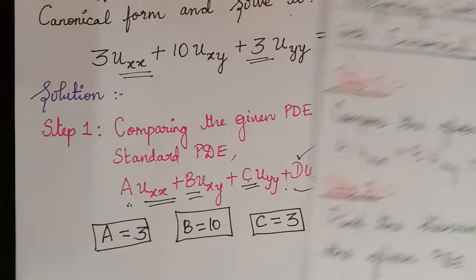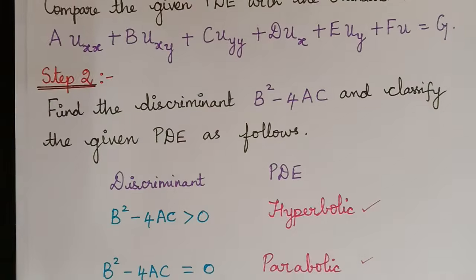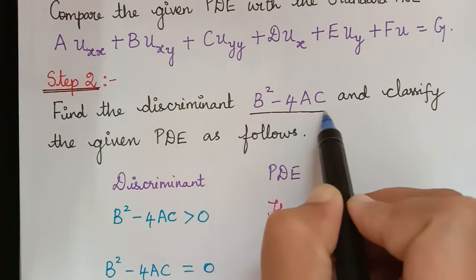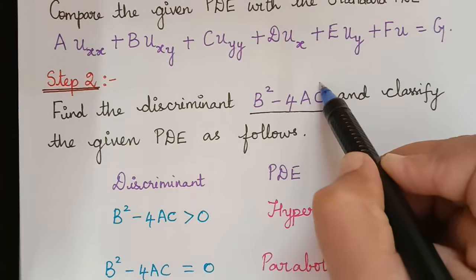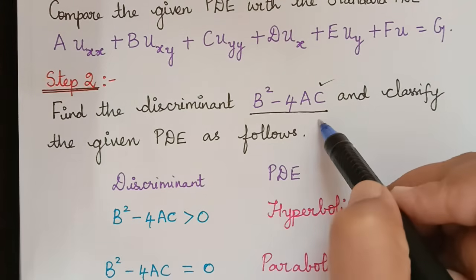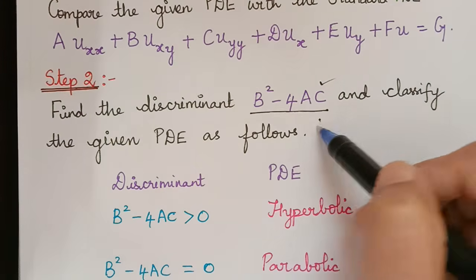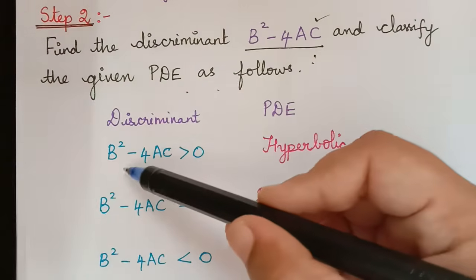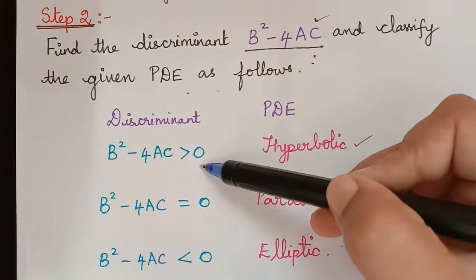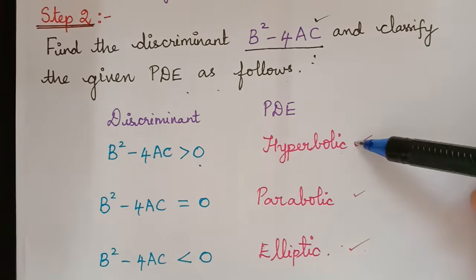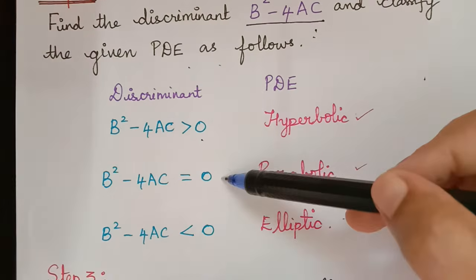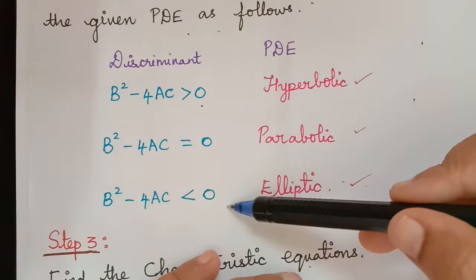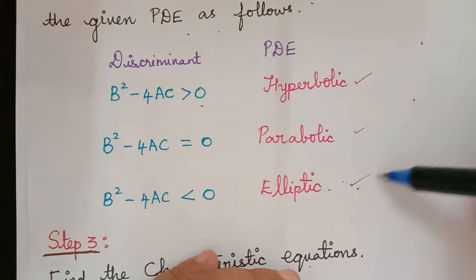The second step is step 2, that is find the discriminant value b squared minus 4ac. And after finding this, as per the value that we obtain, we have to classify the given PDE as follows. If the value of b squared minus 4ac is greater than 0, the given PDE will be of hyperbolic type. If it is equal to 0, it will be of parabolic type, and if it is lesser than 0, it will be of elliptic type.